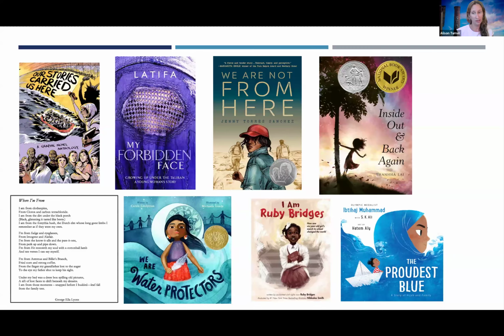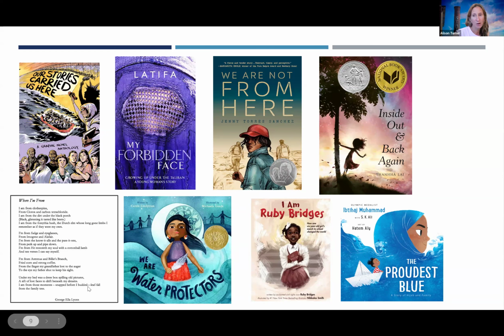Is this the whole story? What other components might be missing here, right? And so really exploring, thinking critically about the text. I included some of the favorite texts that I use with some of my pre-service teachers: My Forbidden Face, We Are Not From Here, and Inside Out and Back Again. These are all excellent texts. If you haven't read them yet, I encourage you to do so.